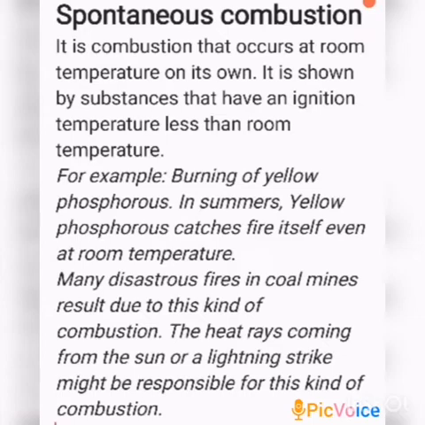This combustion is shown by substances that have an ignition temperature less than room temperature. For example, the burning of yellow phosphorus. Its ignition temperature is very low, so in summers, yellow phosphorus catches fire by itself even at room temperature. Many disastrous fires in coal mines result from this kind of combustion. Forest fires are sometimes due to the heat of the sun or lightning strikes.